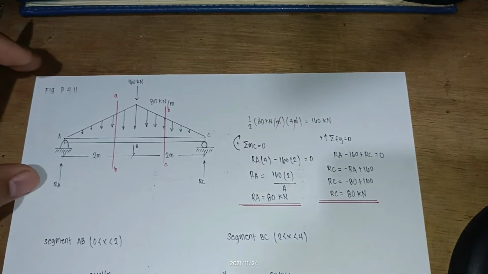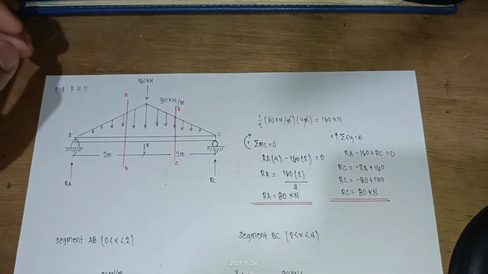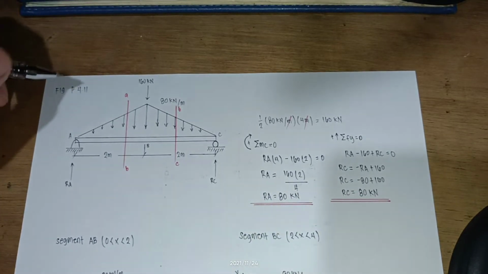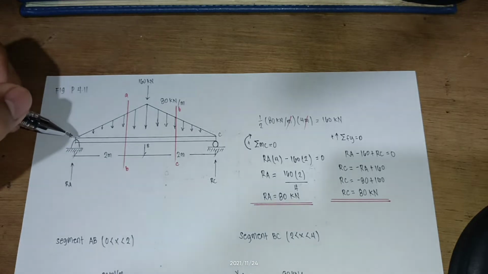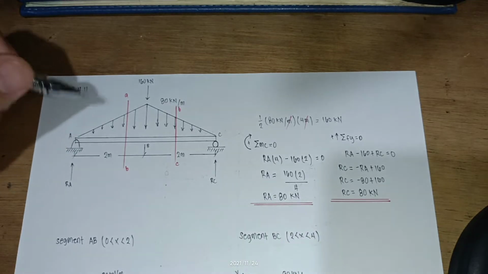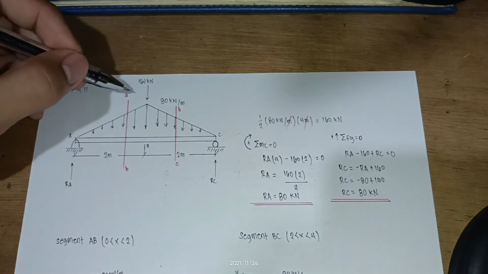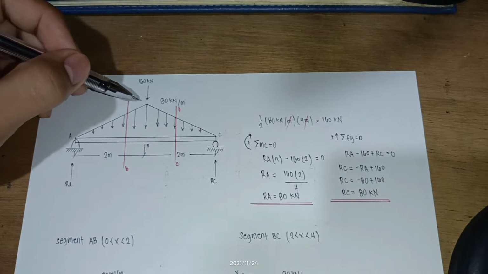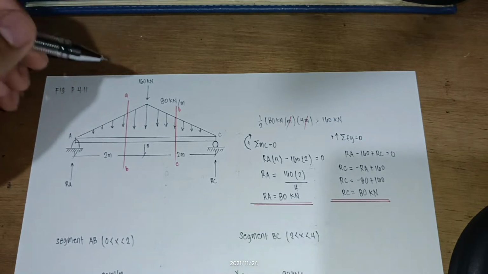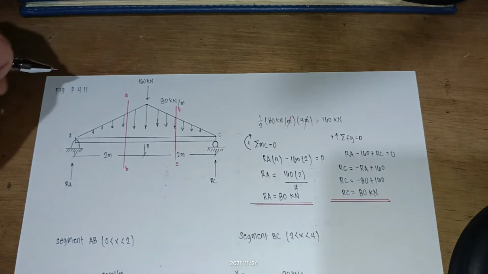Good afternoon, sir. This is my solution for figure P 4.11. This is a beam supported by a pin at A and a roller at C, and it has a triangular distributed load of 80 kilonewton per meter.